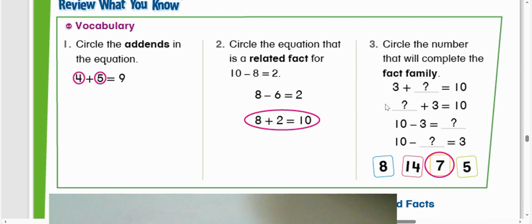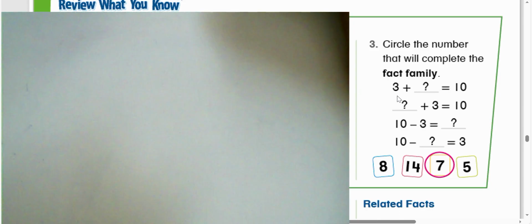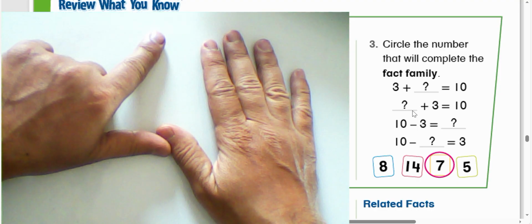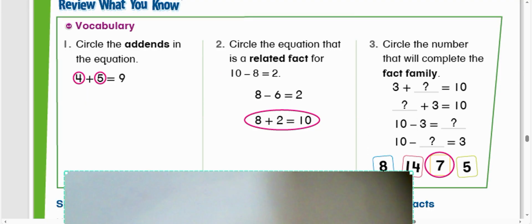Circle the number that will complete the fact family. 3 plus what equals 10? 3 plus 7 equals 10. 7 plus 3 equals 10. We have 10 here. Subtract 3. The result will be 7. Okay, then the answer here will be 7.